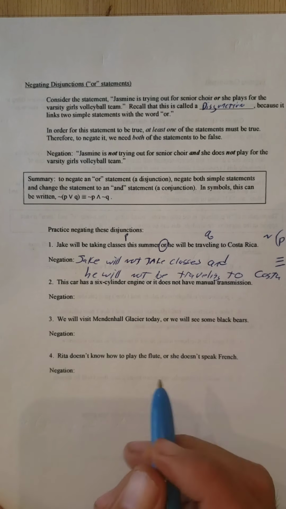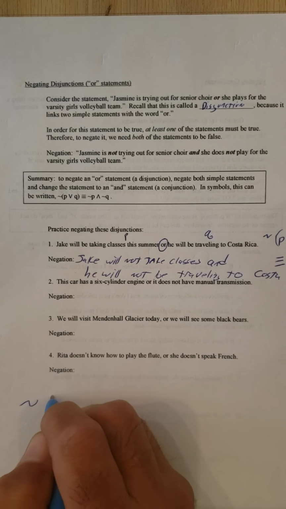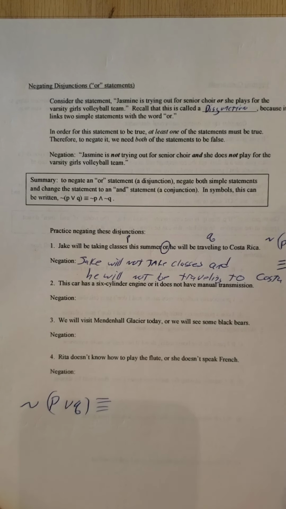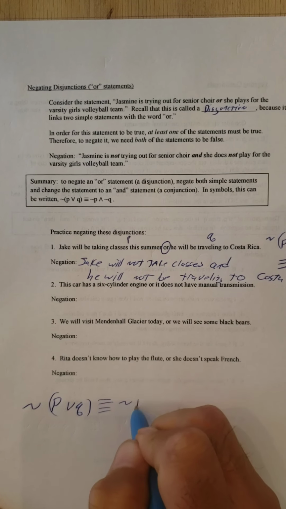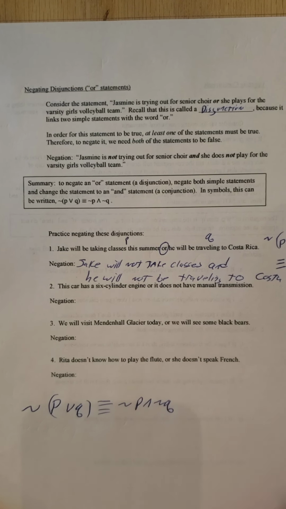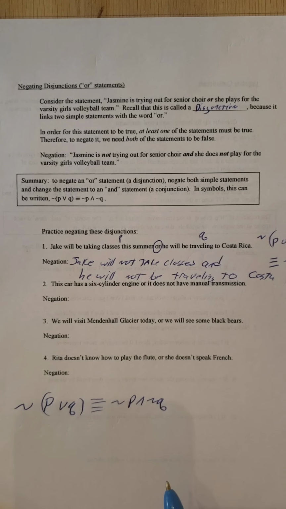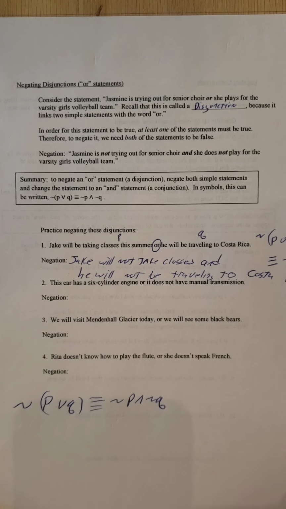Okay, so again, something else for your notes. The negation of an or statement is an and statement. So make sure we get that done. These are what are called De Morgan's laws. Okay?